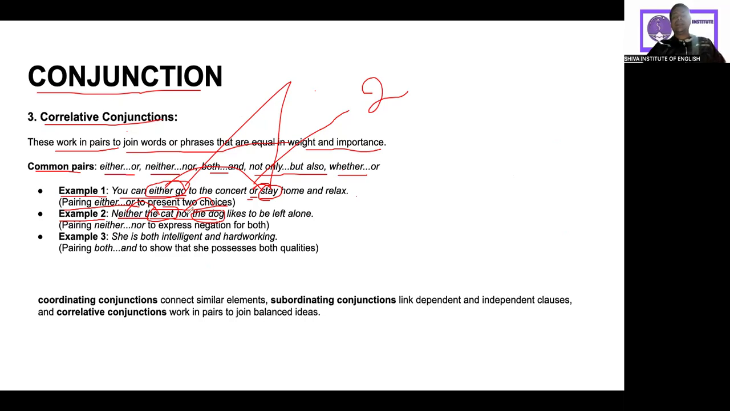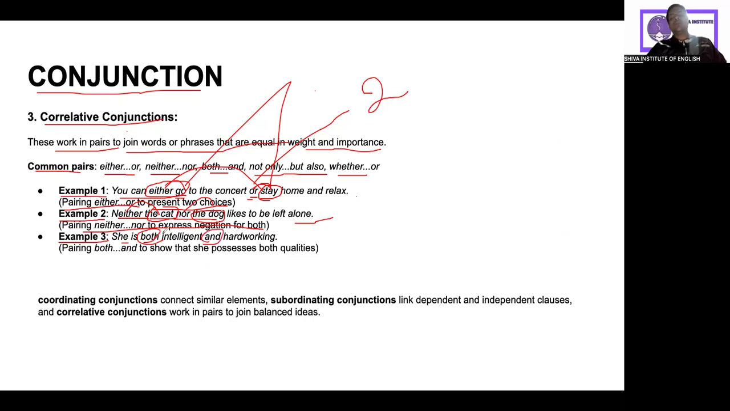It is used before words that are equal in weight and importance, the cat and the dog, right? So we pair neither...nor to express negation for both. We use neither...nor to show a negative. If I want to use either, I can say, either the cat or the dog likes to be left alone, right?